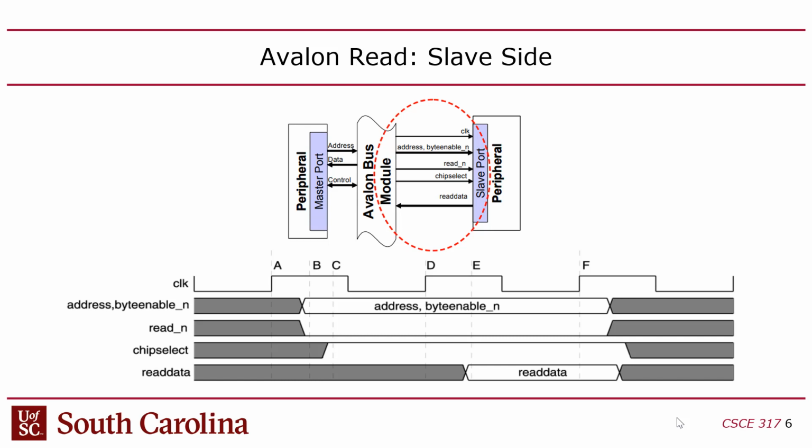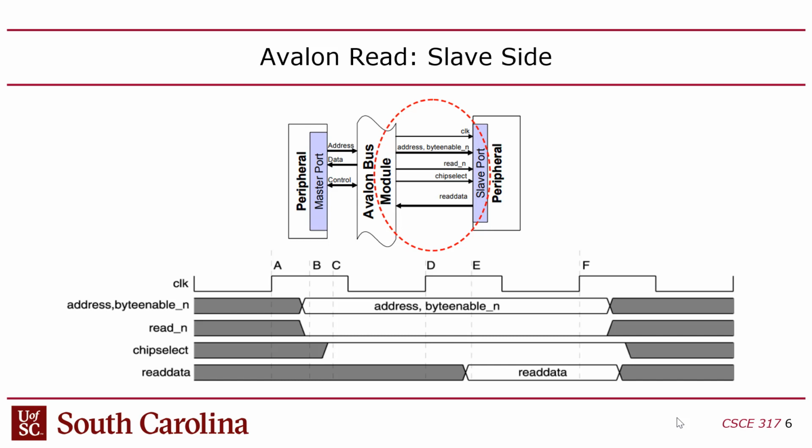This address does not include the base address of the peripheral, because the base address can change. You can set that to whatever you want the base address to be inside of Platform Designer. And then the read signal is active low. So there is an underscore n here. So the read is low here, indicating a read, logic 0.